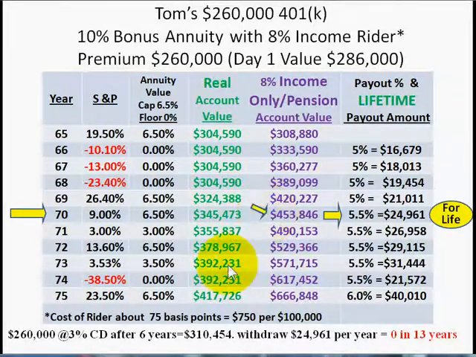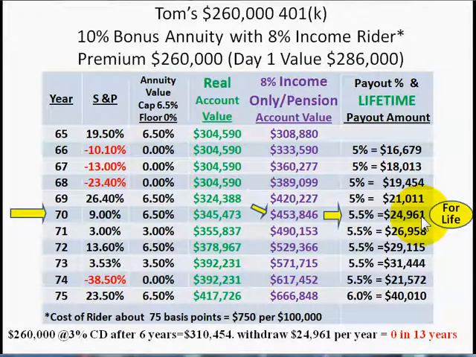value, but he has $310,000, and he wants to take out $25,000 a year just like he could have with the annuity with the income rider. Well, that $24,961 or $25,000 a year is going to run out in 13 years, right? 12 years would be $300,000. Another year or year and a half, it's going to run out, and he'll have no money left. Whereas the annuity pays for life.